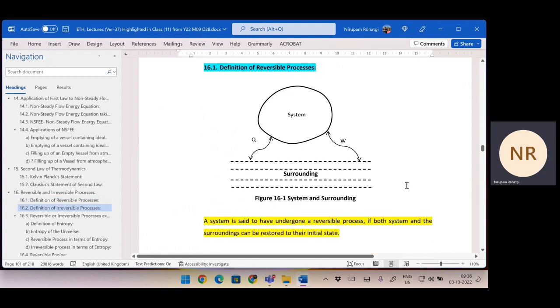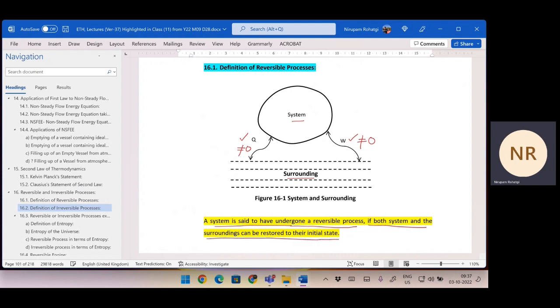Now you have a system here and you have the surroundings, and the system is closed, but it is exchanging heat with the surroundings and work with the surroundings. If they are not equal to 0, that means our system is actually working. Now, when do you say that this system is reversible? A system is said to have gone through a reversible process if both system and surroundings can be restored to their initial state. Both should come back to the original state.